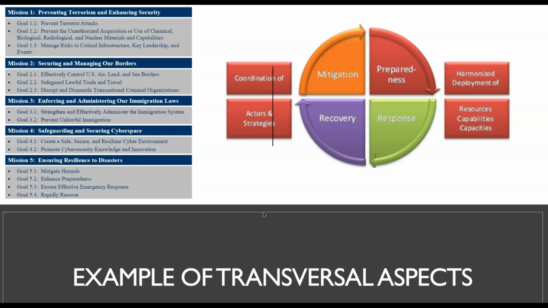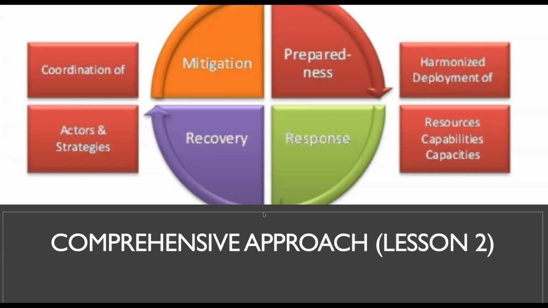And one of the frameworks that was addressed was this particular framework called the comprehensive approach. So in the assignment, you're asked to take one transversal aspect and put it in this comprehensive approach. And so the comprehensive approach basically is based off of the phases of emergency management. And the phases include mitigation, preparedness, response, and recovery. In some approaches, it includes prevention. In the United States, it includes prevention, mitigation, preparedness, response, and recovery.